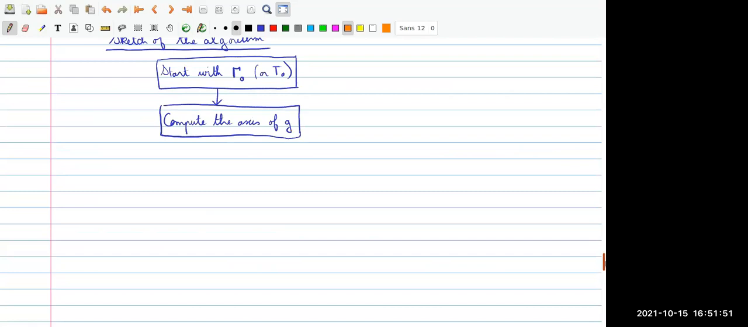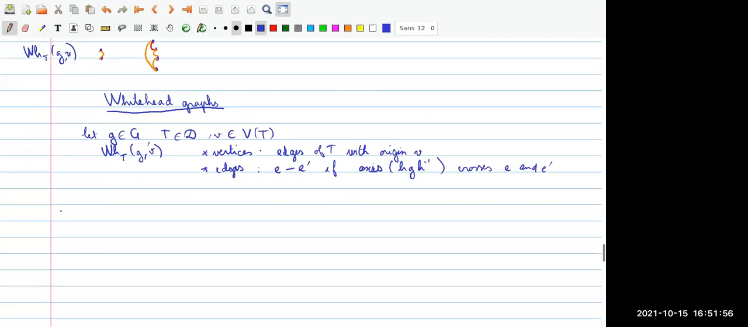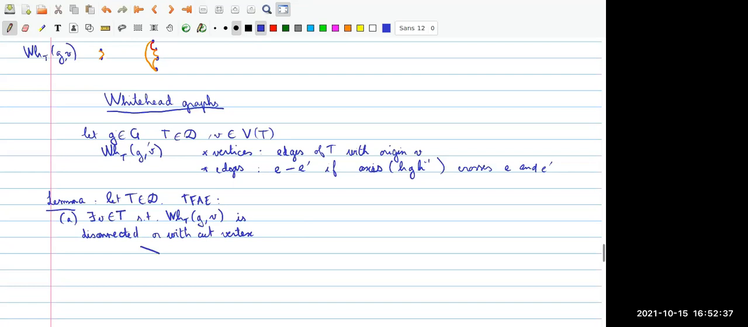Now I will give you two results about Whitehead graphs. The first is a lemma, which states that, take T in D, the following are equivalent. The first, there exists V, a vertex in T, such that the Whitehead graph at V is either disconnected or has a cut vertex. And a cut vertex is just a vertex of the graph such that if you remove it, then the graph becomes disconnected.